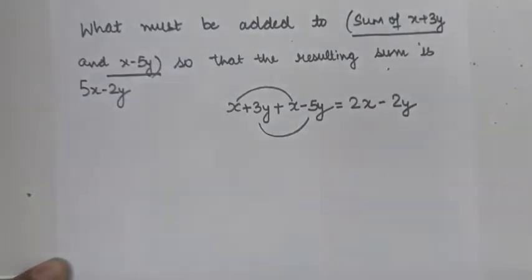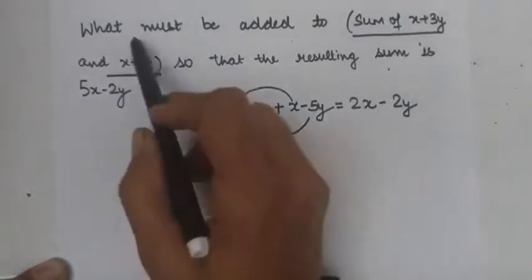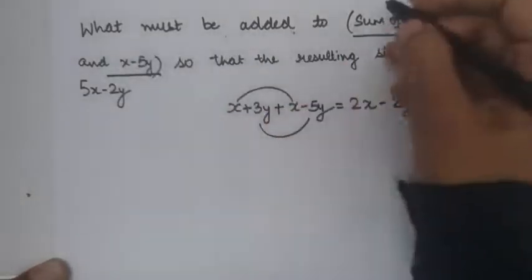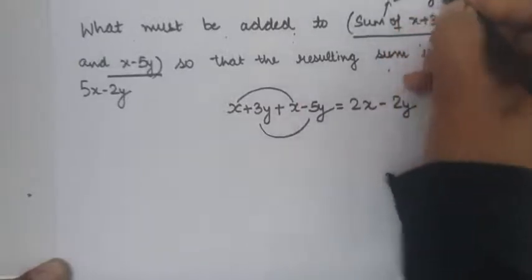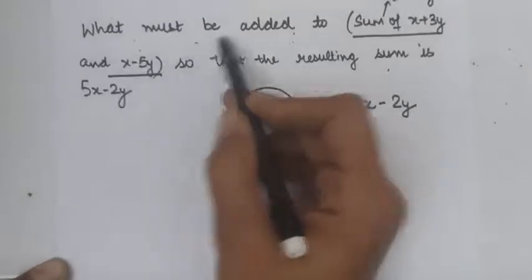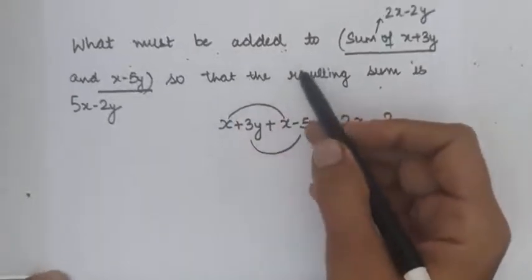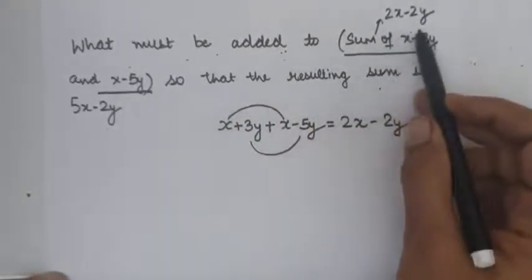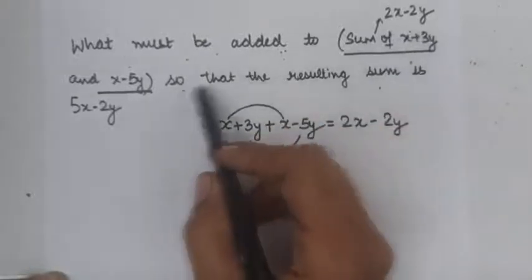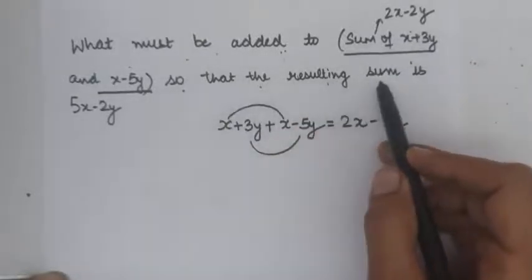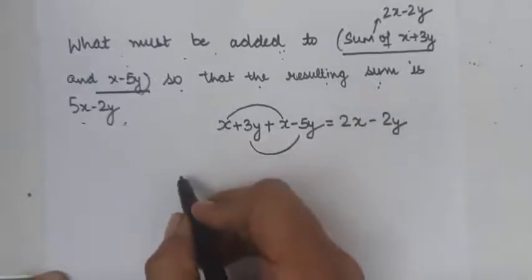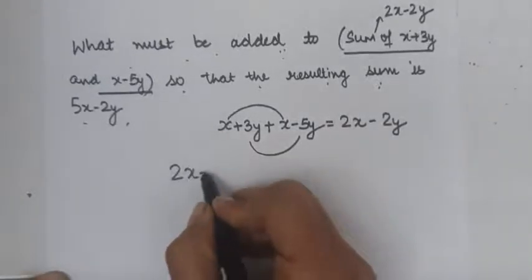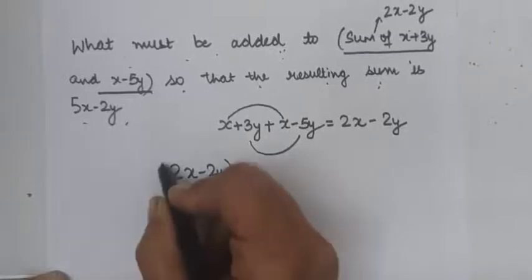So now the question becomes, what must be added to the sum we have already found out. What must be added to 2x minus 2y so that the resulting sum is this. Can I write it like this? What must be added to this?